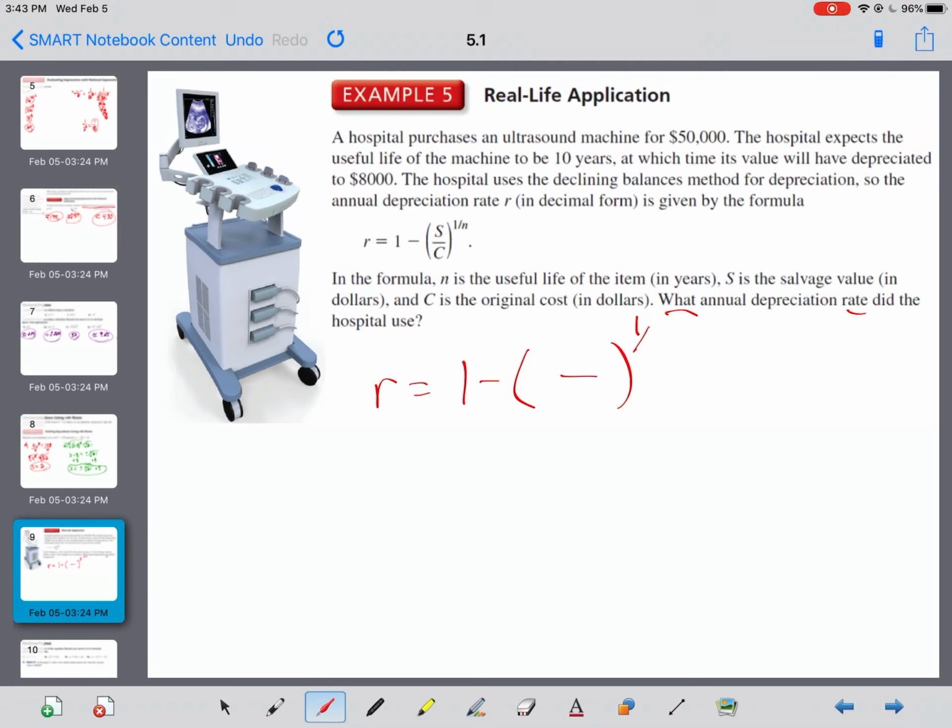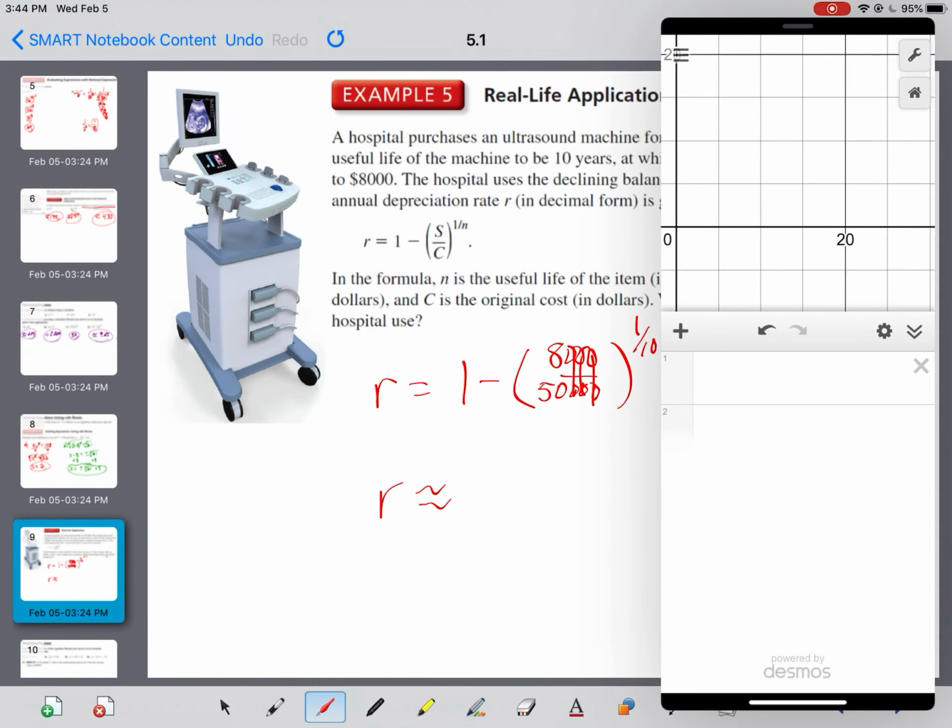So the S is the salvage value, which is $8,000. The C is the original cost in dollars of $50,000, and those zeros don't matter, so it's 8 divided by 50, which is 4 divided by 25. And then we have to do the useful life of the thing, which is 10. And so they want us to find R as a decimal.